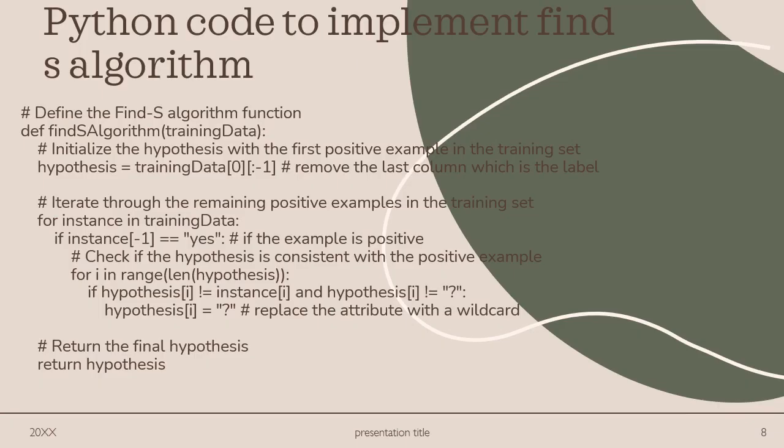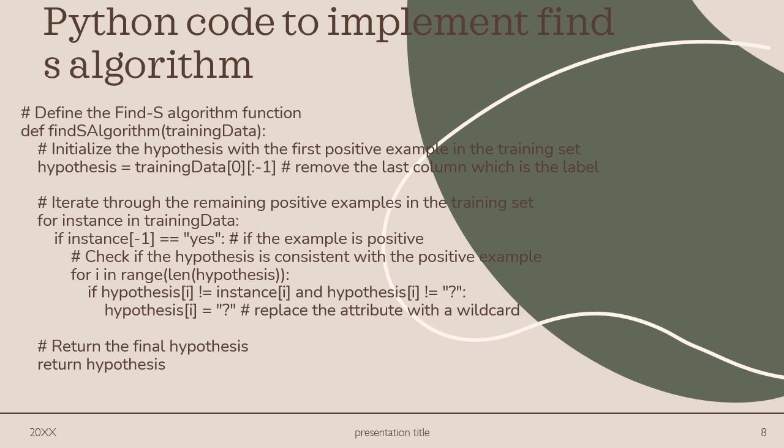Let's see the Python code implementation of the Find-S algorithm. We can see here the Python code and how it executes for the Find-S algorithm. First, you have the function named find-S algorithm. We pass a parameter as the training data. The function takes the training data as an input, which is a list of examples as mentioned in the previous slide.